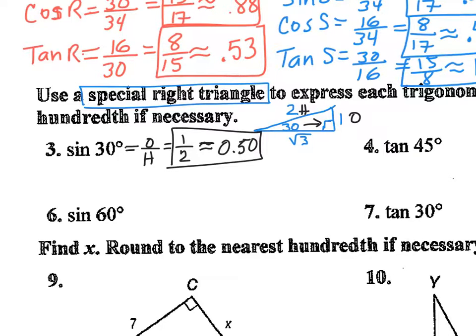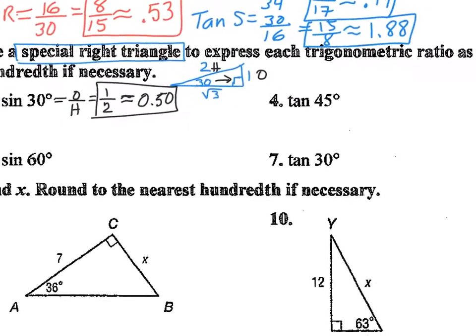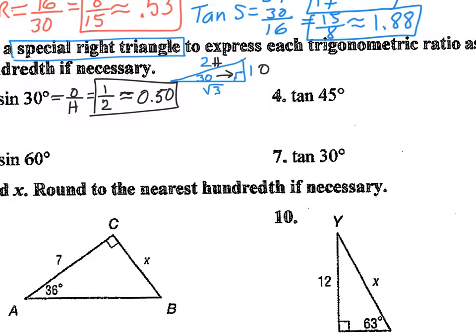Now, sine of 60. Well, you know what? Let me do number 7 because I already have the triangle label from the 30. So tangent of 30, it's opposite over the adjacent. Number 7, opposite over the adjacent. Now, the opposite was 1. The adjacent is the square root of 3. So it's 1 over square root of 3.